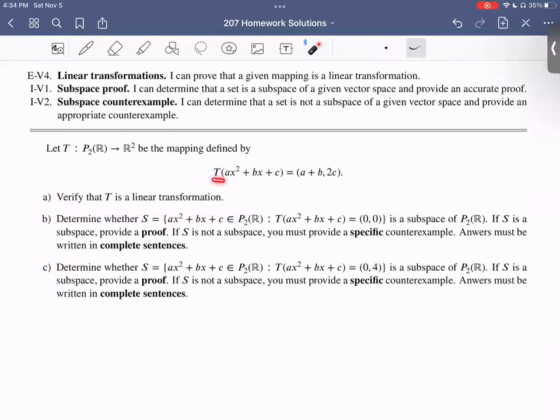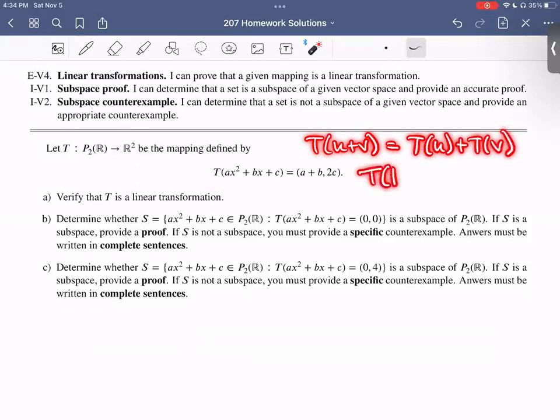And I'm going to give you different transformations on different skill checks because you can have a transformation from any vector space to any other vector space. It just depends on how you define it. So you have to understand how it's defined and then show that T of the sum of two vectors is the sum of the transformations and show that T of a scalar times a vector is the scalar times the transformation. So you have to do that procedure, but the transformation may look different every time.